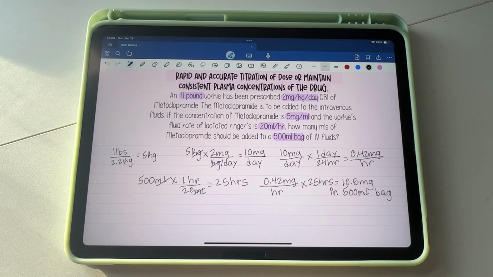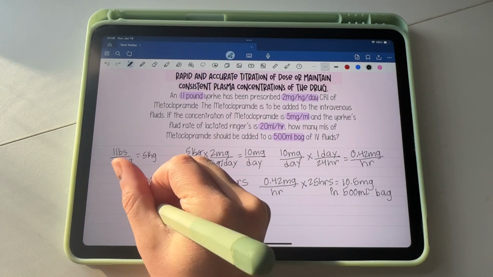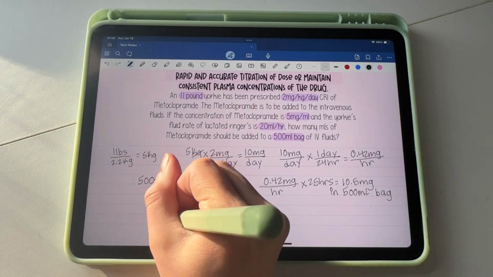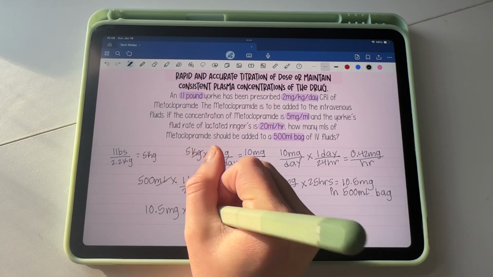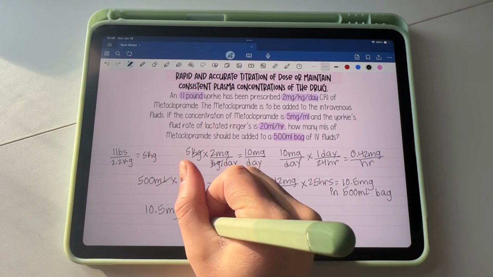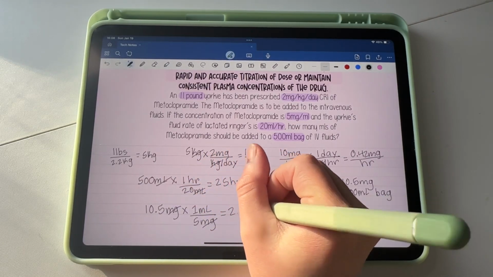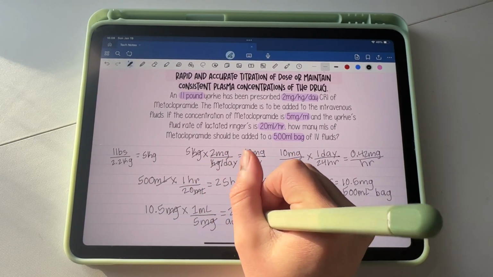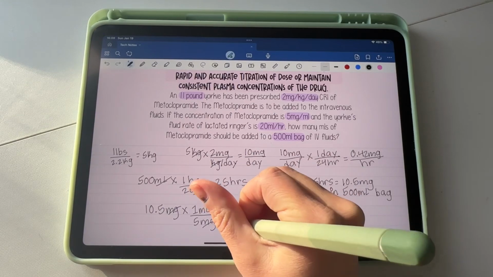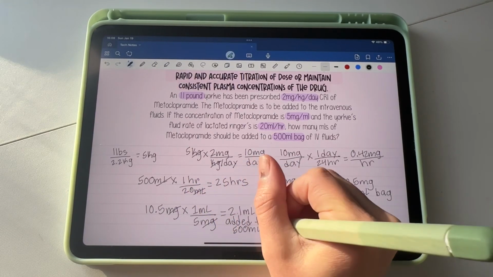Only 2 more steps, guys. Hang in there. We're almost done. Next, we need to determine the dose required for our total volume. To accomplish this, we're going to take our 10.5 milligrams times 1 ml per 5 milligrams, which will equal a total of 2.1 milliliters needed to be added to our 500 milliliter bag.